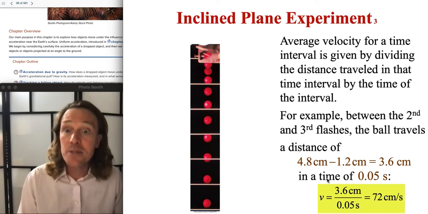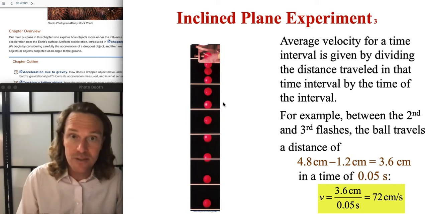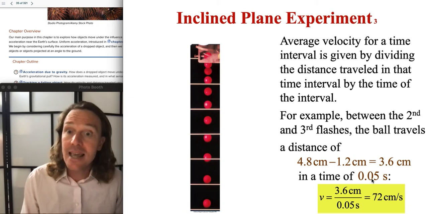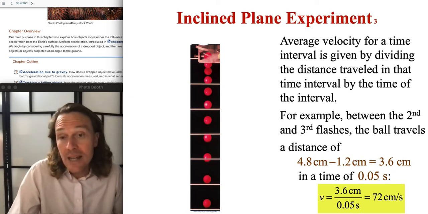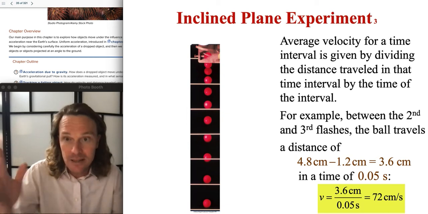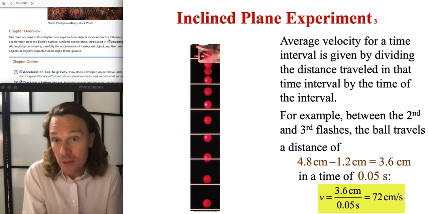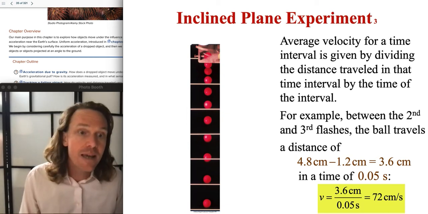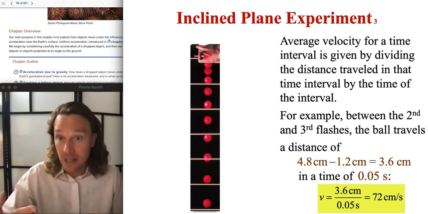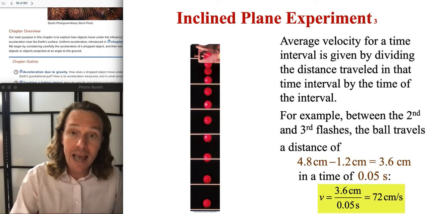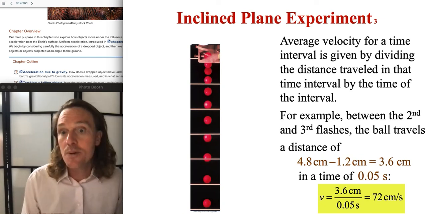We know that the elapsed time between any two flashes, this example being no exception, is a 20th of a second, or 0.05 seconds. So then we simply take the average velocity of that segment. There's no data in between, so this is as much as we can average. We're limited by how many flashes we have, the fact that we're only flashing 20 times per second. It'd be great if we were flashing 100 times per second, but we weren't. So the average velocity in a segment of time is 72 centimeters per second.